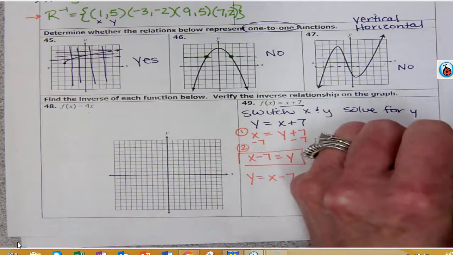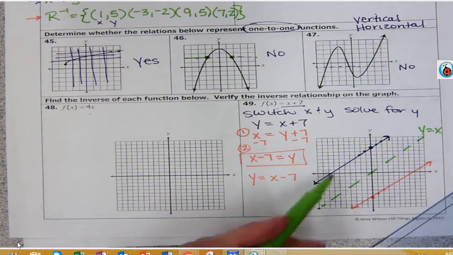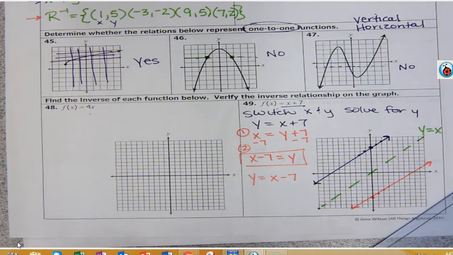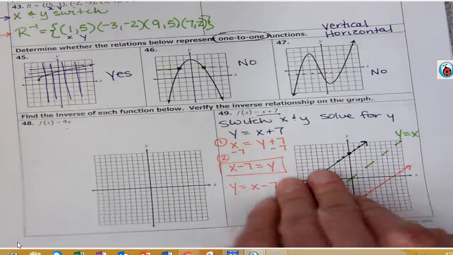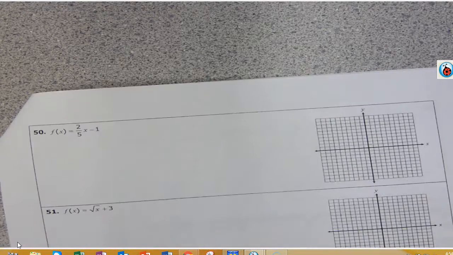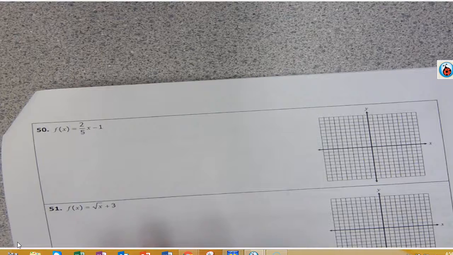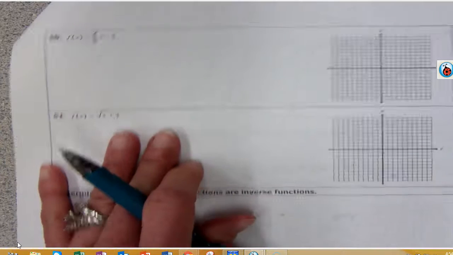This is your y equals x line. And you'll notice that it is a complete reflection over both. All right, let's do just one more of those. So we've got over here, let's do this one here.